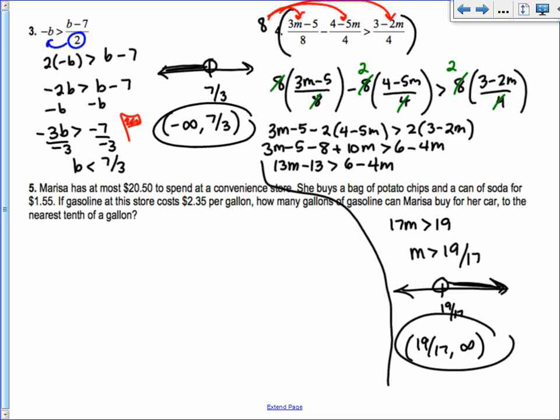I did 1.5. Yep, I'm going to say it is less than or equal to 20.50. That's fine. So Josh said he had it on the left side. I usually put it on the right side. So she's already buying the bag of potato chips and can of soda for $1.55.